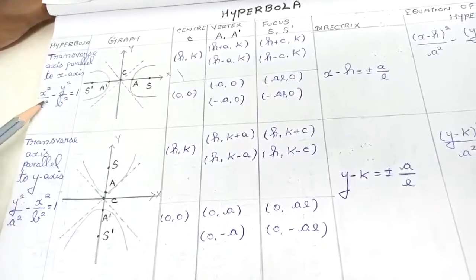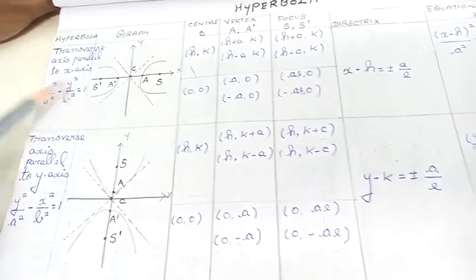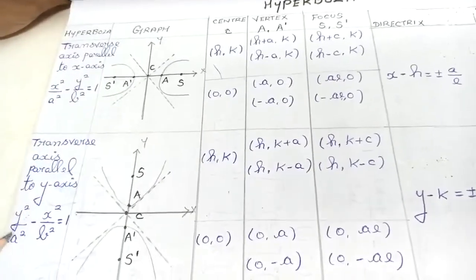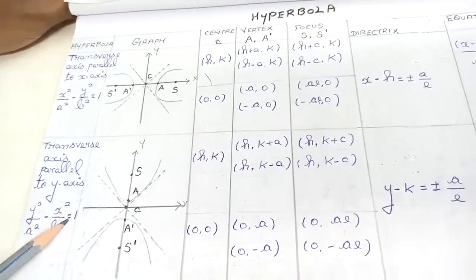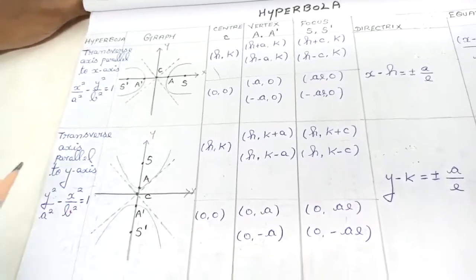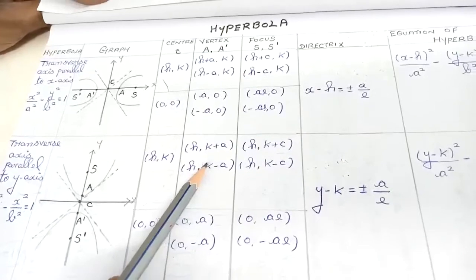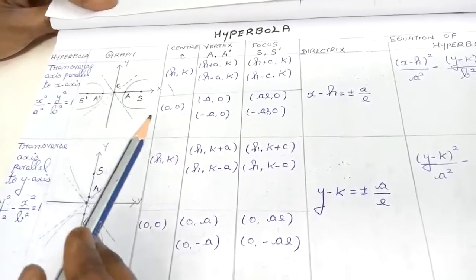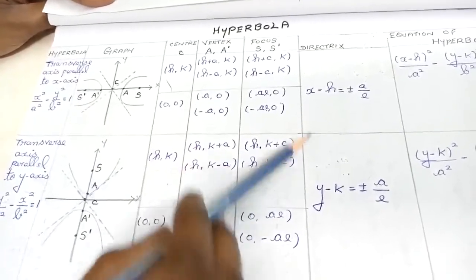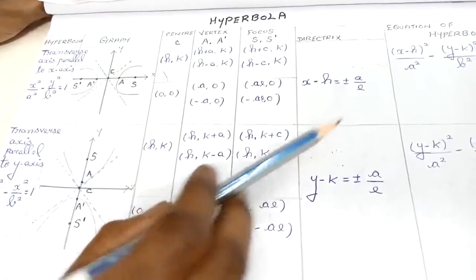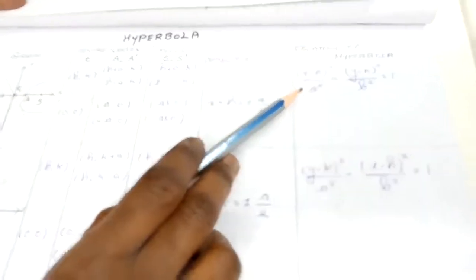That is x square by a square minus y square by b square equal to 1, and in this place y square by a square minus x square by b square equal to 1. Same thing, center, vertex, focus, you just go through the concept, students. Same like ellipse, you will be using those concepts here. Directrix also is going to be the same, and equation of hyperbola, in place of x, you are going to calculate like this, x minus h the whole square by a square minus y minus k the whole square by b square equal to 1.